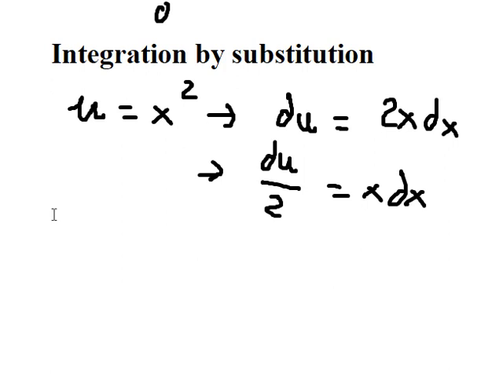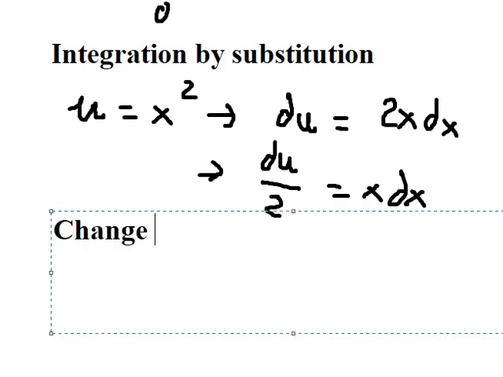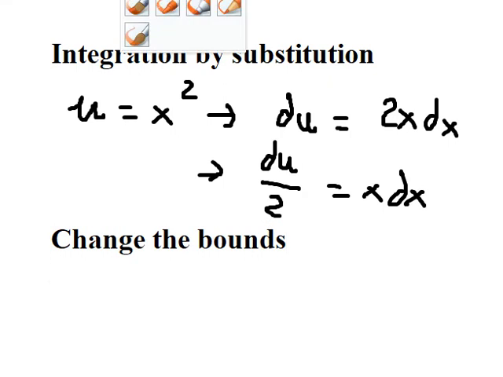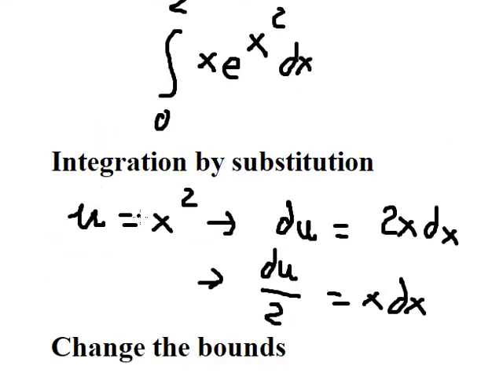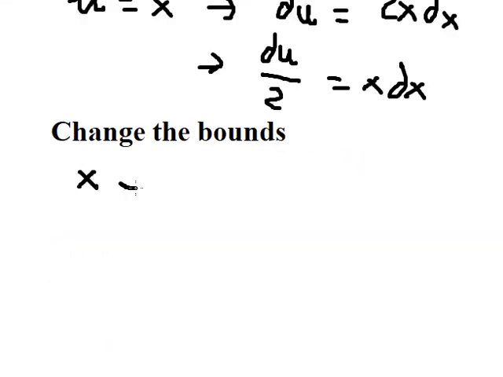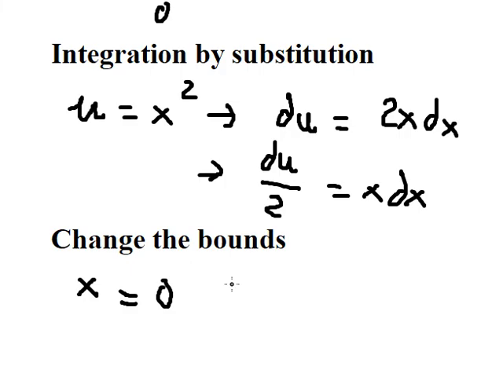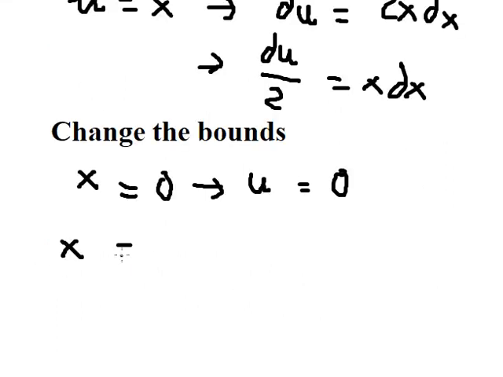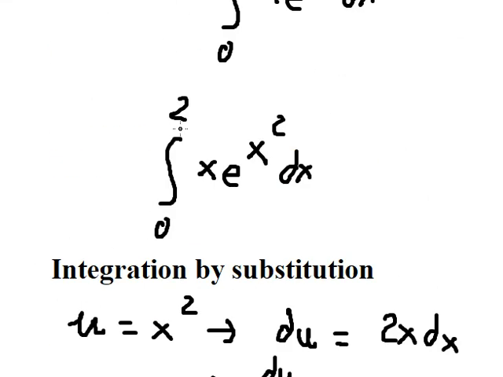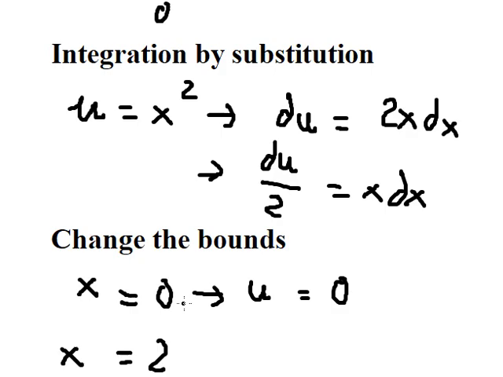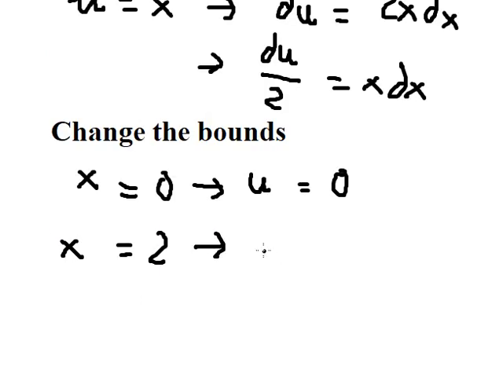Next, we need to change the bounds. When s equals number 0, we put number 0 in here, and we get u equals number 0. When s equals number 2, I will put number 2 in here, and we have u equals number 4.